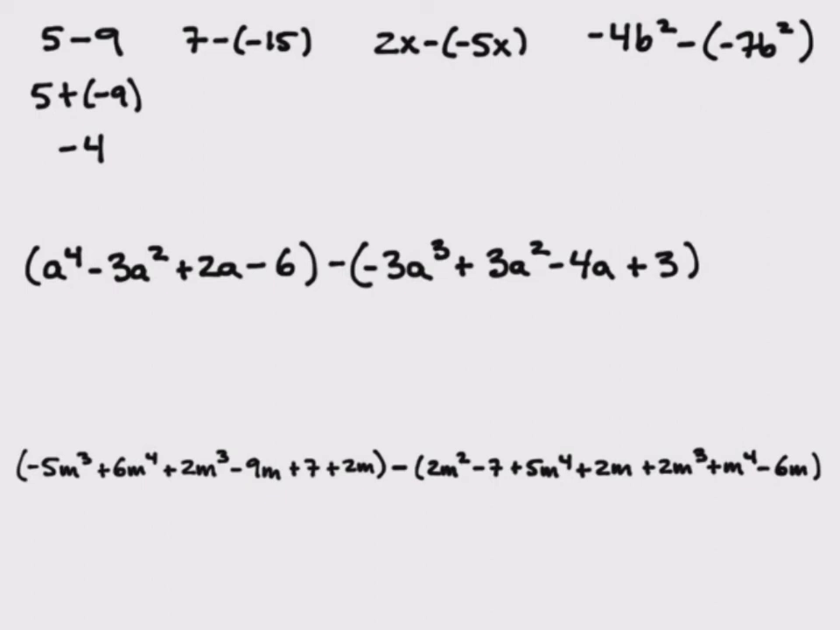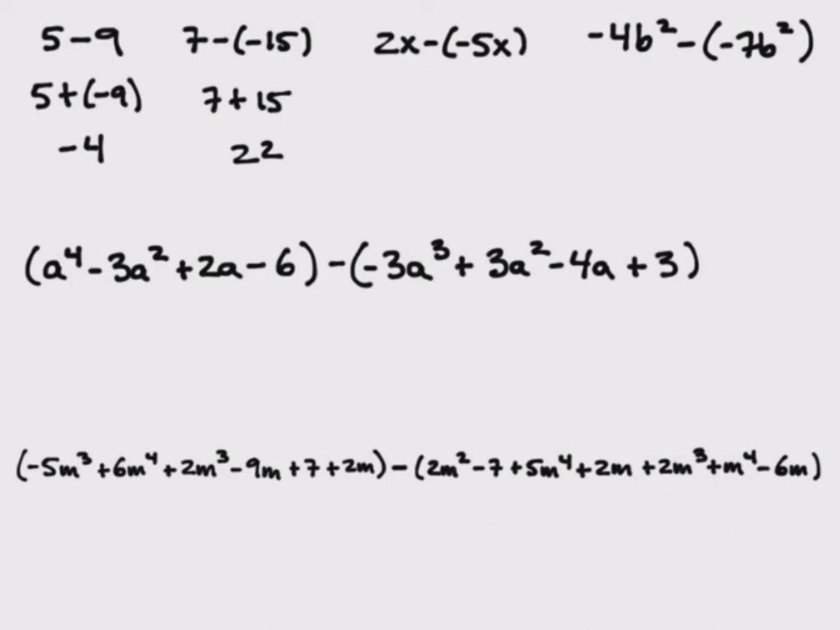When do we normally use this? When we have things like 7 minus negative 15. We can rewrite this as 7 plus positive 15. We end up with 22. We change the operation from subtraction to addition, and we change the sign of the number that we were subtracting.